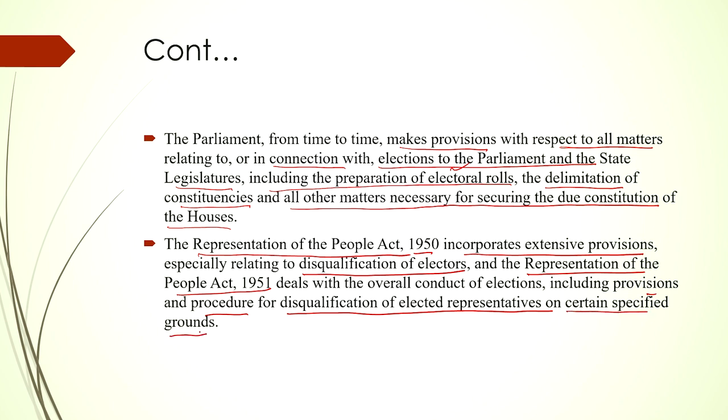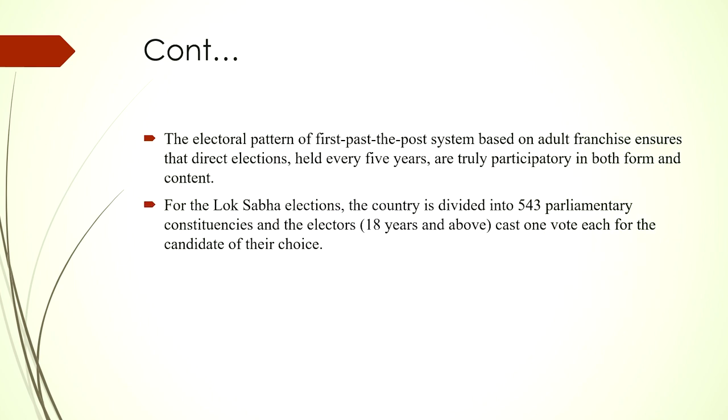Now, you see that the Representation of the People Act of 1950 and the Representation of the People Act 1951 deal with the overall conduct of elections, including the provisions for disqualification of representatives on certain specified grounds. The electoral pattern of first past the post system based on adult franchise ensures that the direct elections held every 5 years are truly participatory in both form and content.